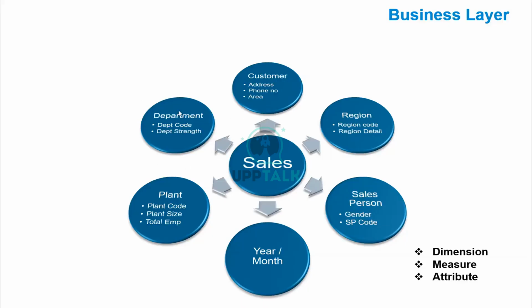Department is one class. Under that we have these objects created. Plant is one class, under that plant code, plant size, total employee. In this manner, we can create folders and objects inside them, with some formulas that we can use for our analysis purpose. The types of objects are dimension, measure, attribute.